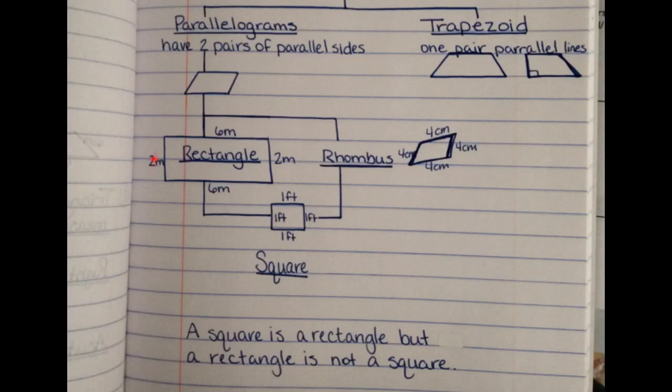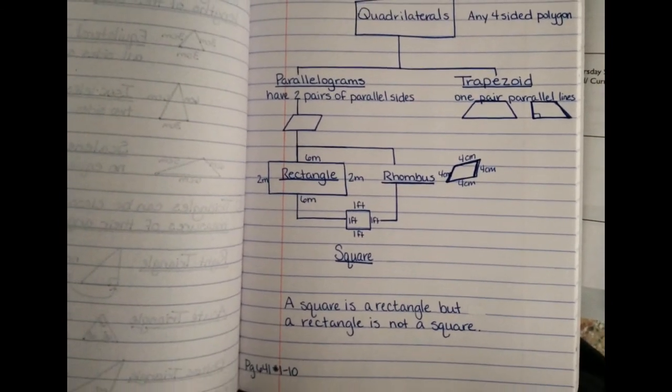A rectangle has to have two opposite sides that are equal. Well, a square has two opposite sides that are equal. It just happens that all four are equal. So a square is a rectangle, but a rectangle is not a square. Just something to think about.